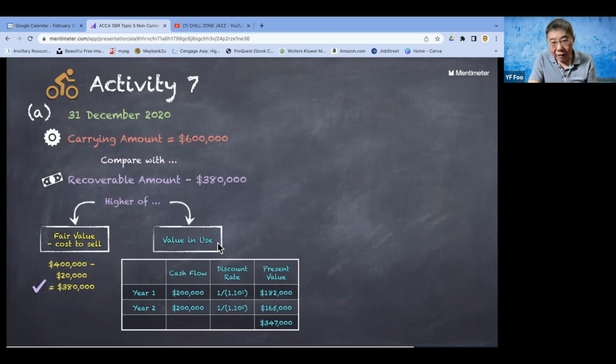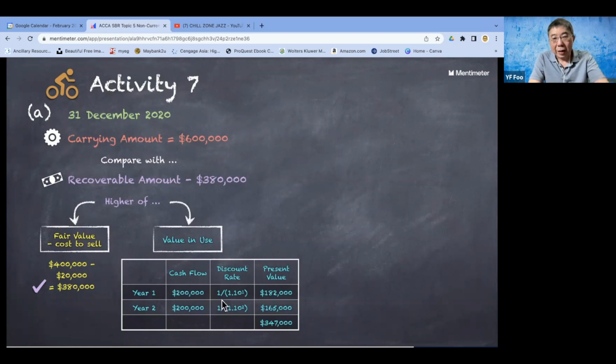Okay. In order to find value in use, the cash flow that you project over 2 years will be 200,000 at the end of each year, right? So each year you discount it by 10%. Okay, I presume you know what it means by discount. So you divide it by 1.1 to the power of 1 for 1 year, to the power of 2 for 2 years, etc.